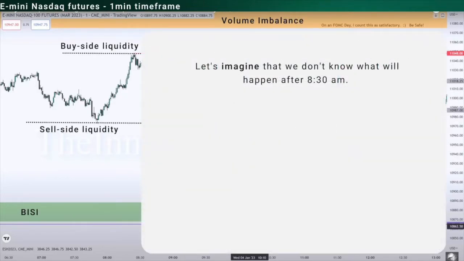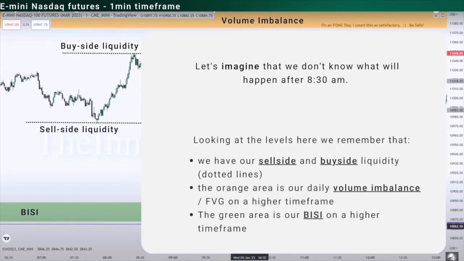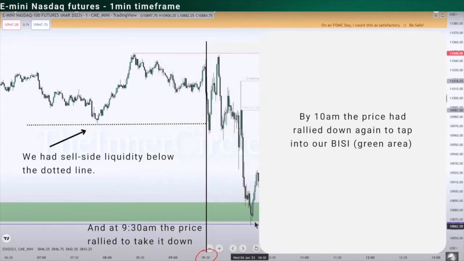So, let's imagine that we do not know what will happen after 8:30 am, New York local time. This is because at 8:30 we would want to start trading, and so we need to know what we have to do before 8:30 am. Looking at the levels here, we remember that we have our sell side and buy side liquidity, which are the two dotted lines. The orange area that we still see on top is our daily volume imbalance, or our fair value gap on a higher time frame. The green area on the bottom is our BISI on a higher time frame. So let's keep observing what happens after.